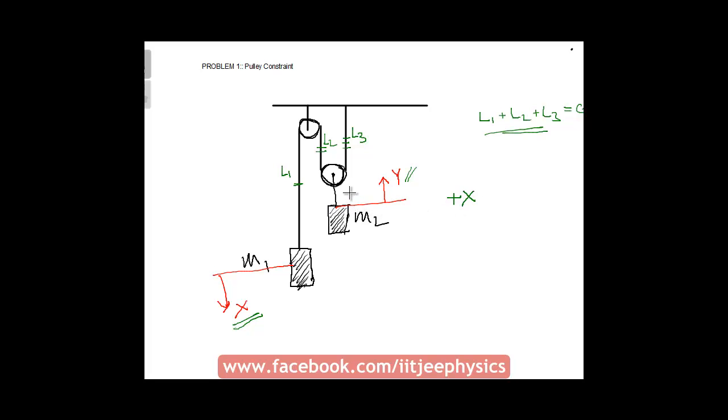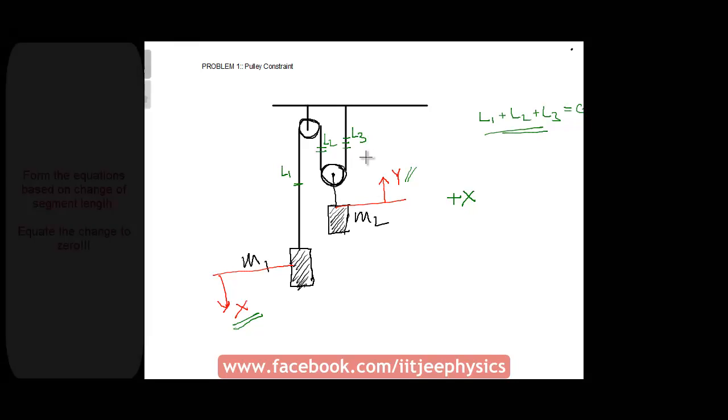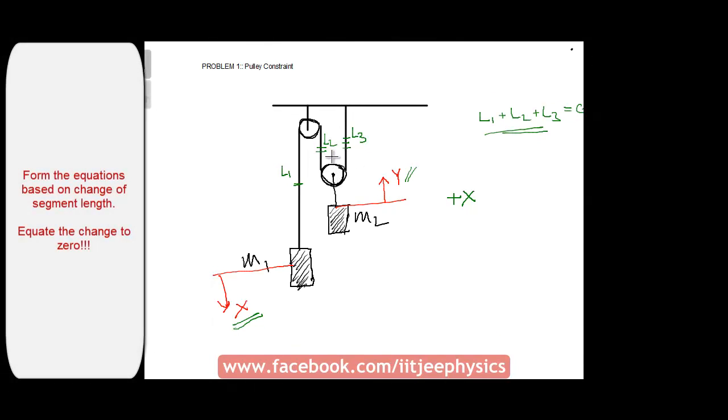Similarly, when mass m2 moves by distance y upwards, this pulley will also move by distance y upward, and since the string is tight, L2 will be shortened by distance y. Due to this motion, the string length is reducing. I'll take the sign of the change as minus y. So plus x was the increase in length of L1, minus y is the decrease in length of L2, and similarly L3 will also decrease by y.